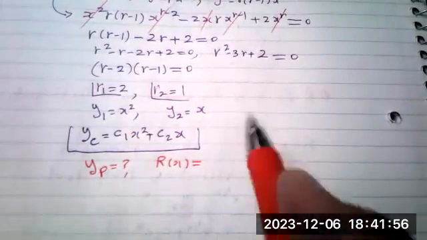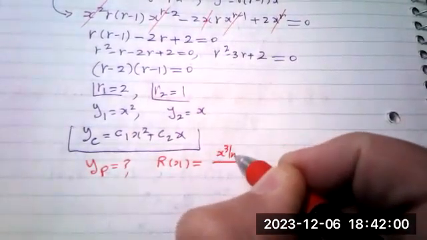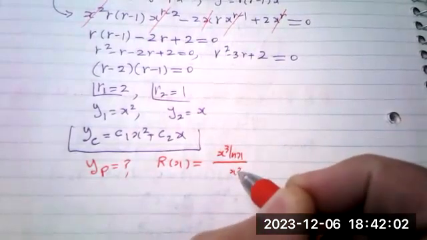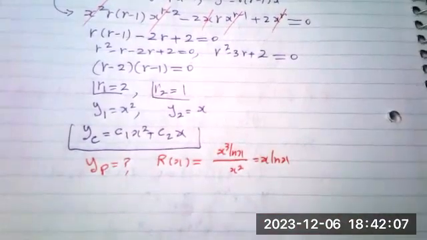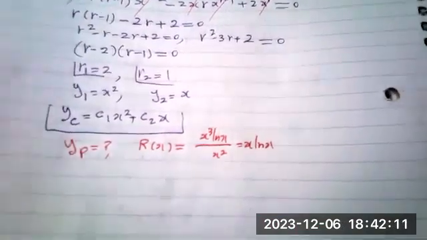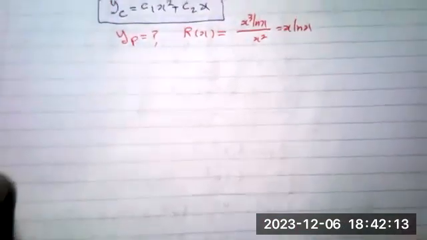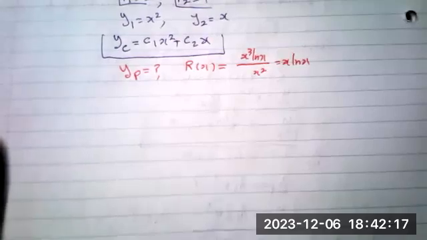So this is it. It's going to be x cubed ln x divided by x squared. So you have to use x ln x when you go to your formula. Be careful about this one, because it's always this Euler equation. It starts with the x squared y double prime. Always divide by the x squared.